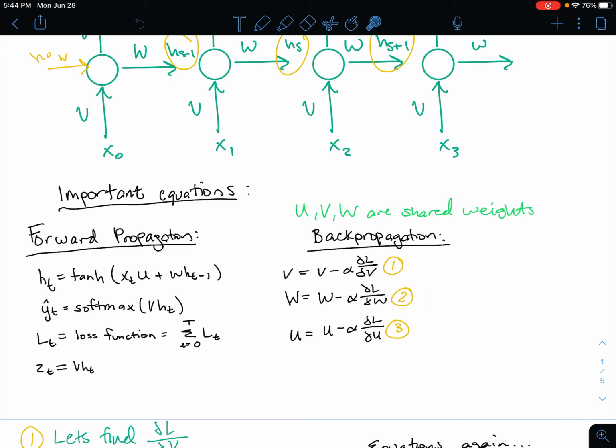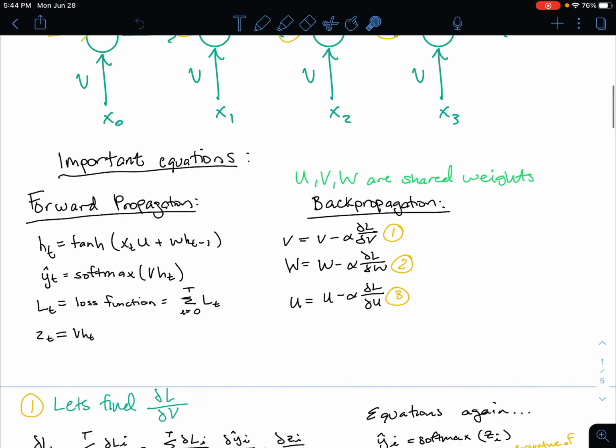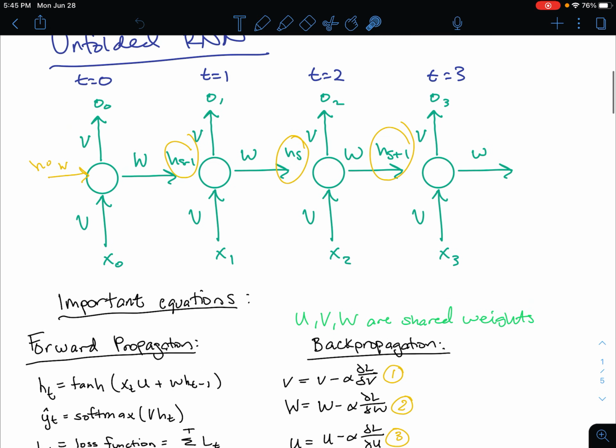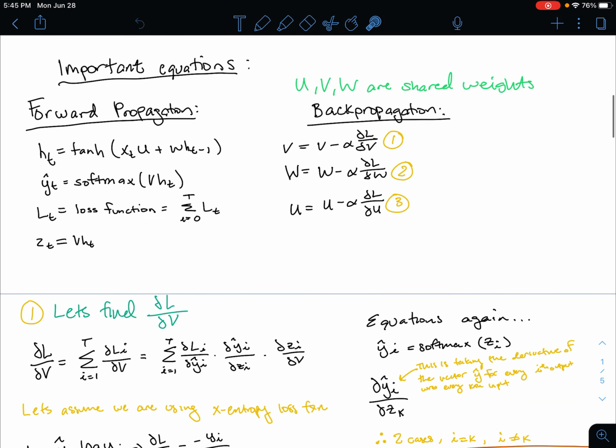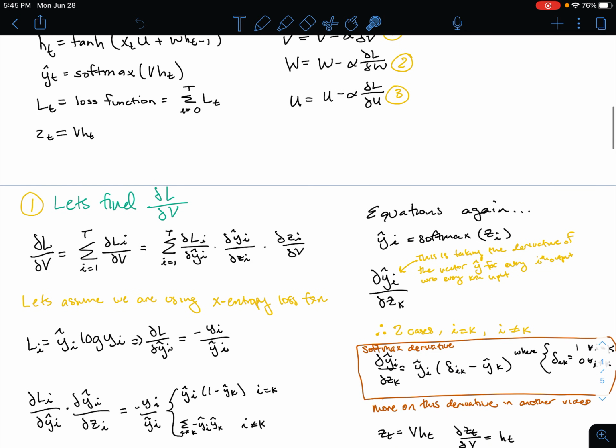On the right-hand side, we have our U, V, and W shared weights and the gradient descent equations for each of those weights. We're going to need to find the gradients, or actually in reality the derivatives, ∂L/∂V, ∂L/∂W, and ∂L/∂U. If we start with the easiest first, we'll start with V, and also more logically, we're going to start from the top of the loss and go down. Let's try to find ∂L/∂V.